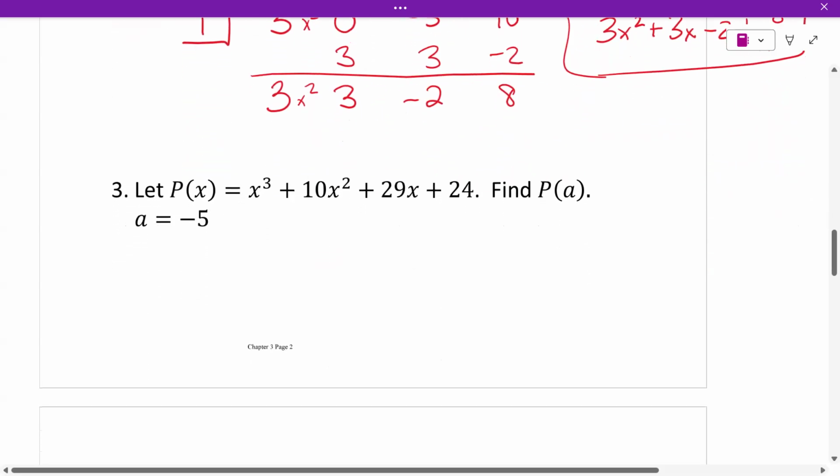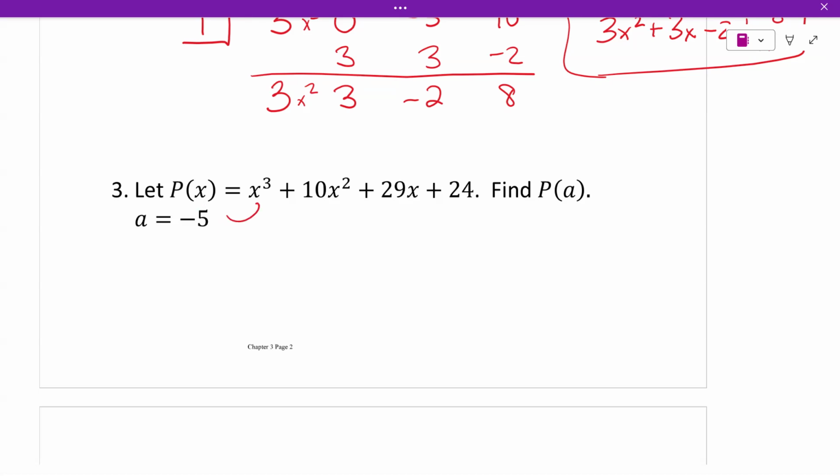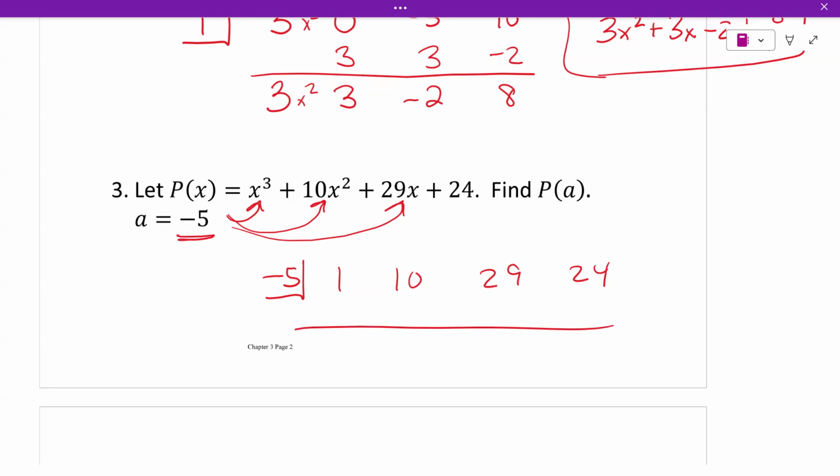Now, if p of x equals this, find p of a if a equals negative 5. One way to find it is put in negative 5 and cube it, put in negative 5 and square it, put in negative 5 there, and multiply it all out. The other way to do it is a equals negative 5. It's not a minus 5 equals 0. It's a equals negative 5, so a negative 5 goes in here because it's already solved. And it's 1, 10, 29, 24.